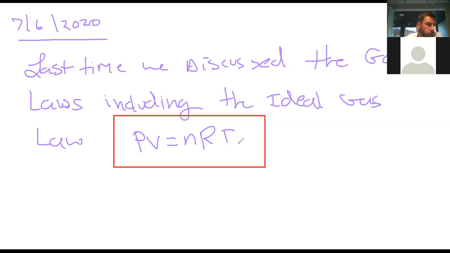So anyhow, this is sort of the formula we ended with, and we talked about what all these numbers mean. We've said numerous times with P, V, N, and T, R is the ideal gas constant. We talked about that.